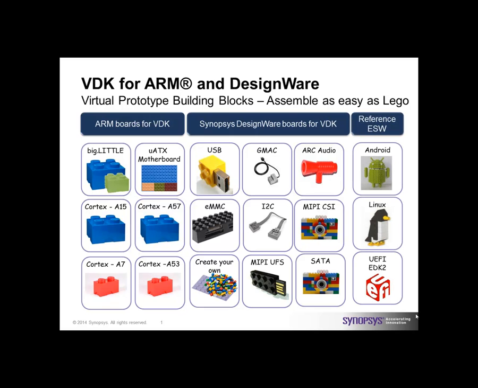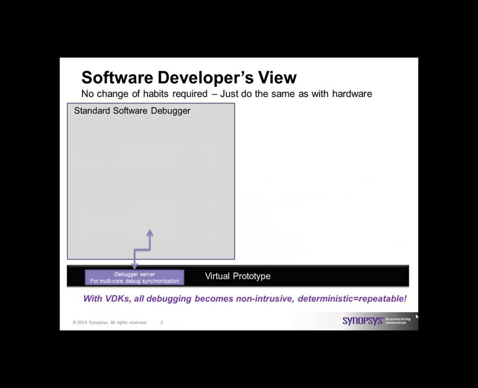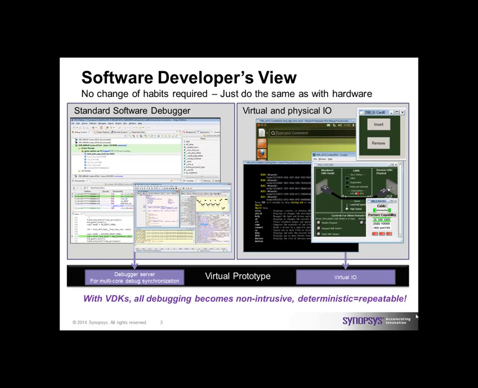Along with that, the VDK also comes with reference embedded software such as Android, Linux, and UEFI that serves as a good starting point for software development. For using a VDK, the software developer does not need to change habits. He can use the exact same debuggers, IDEs, and connect to the VDK as he would use with real hardware. At the same time, the VDK also connects to the real environment such as the Ethernet, terminal applications, as well as USB or the SD card.